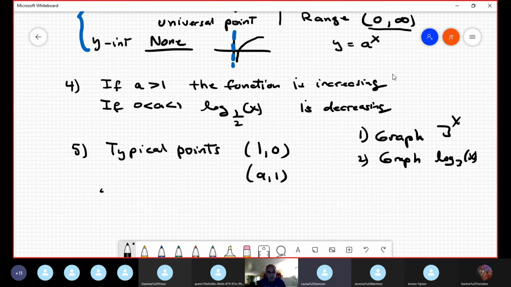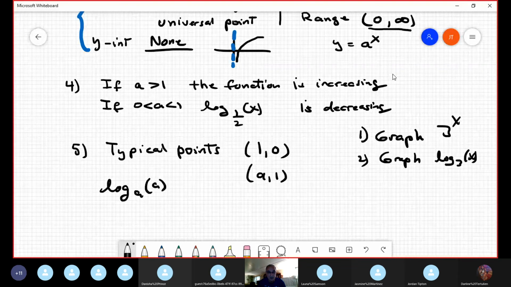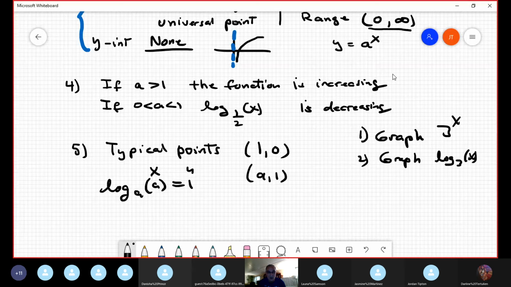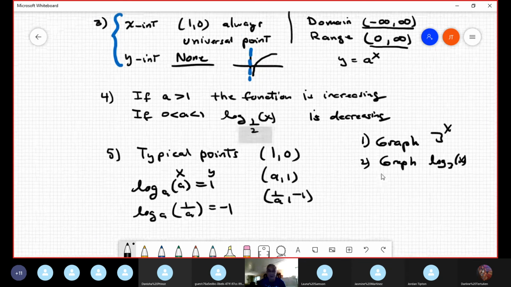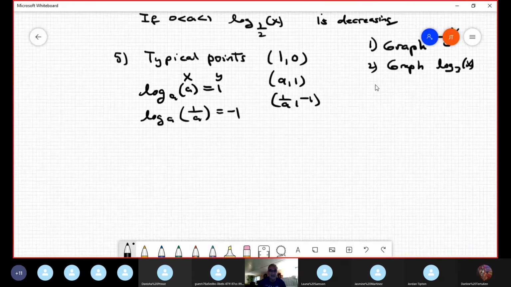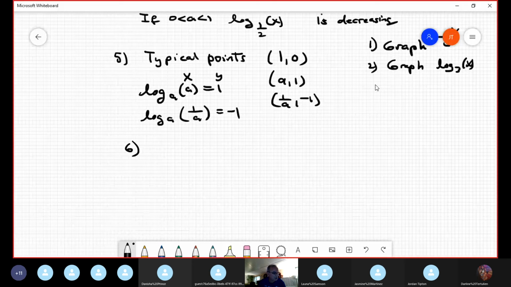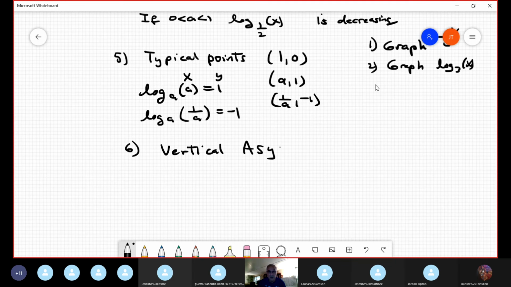Because I know the logarithm base a of a is 1. Therefore, x is a and y is 1. And another point is logarithm base a of 1 over a is -1. Also, another typical point is 1 over a, -1. And also, don't forget the sixth property of the logarithm: we have a vertical asymptote. And remember, the asymptote is an important part of any graph. For a function that contains an asymptote, you need to draw it.